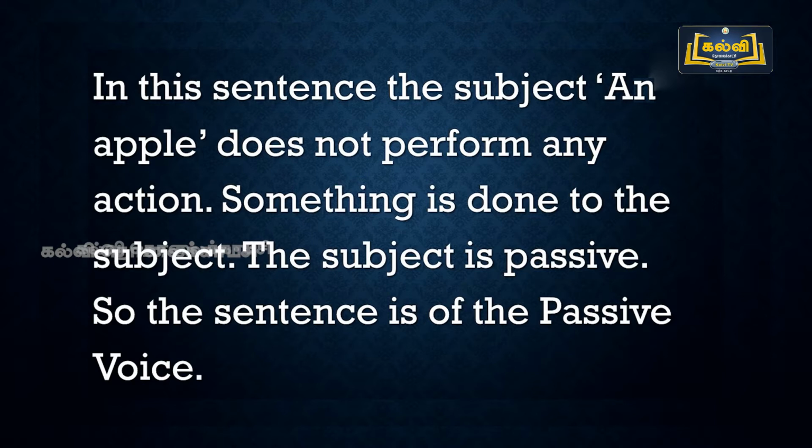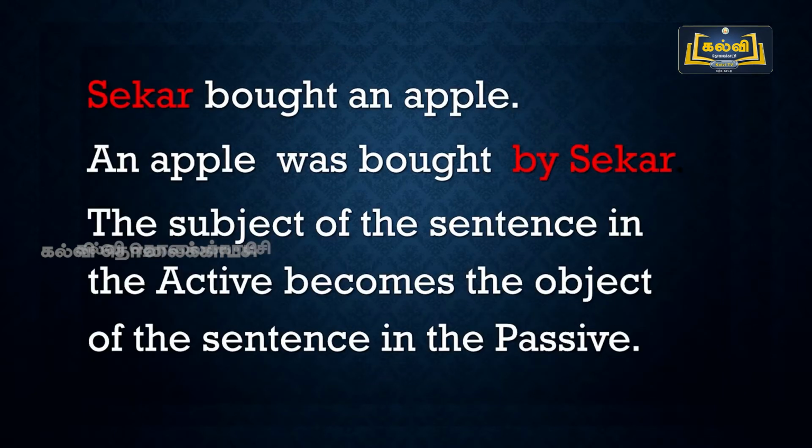In this sentence, note that the subject an apple does not perform any action. Something is done to the subject. Therefore, the subject is passive. It is silent. It does not participate in the action. The sentence is of the passive voice. Once again, read the sentences. Shaker bought an apple. An apple was bought by Shaker.